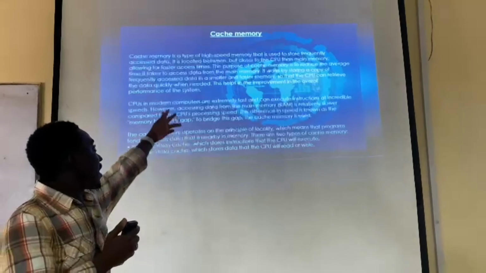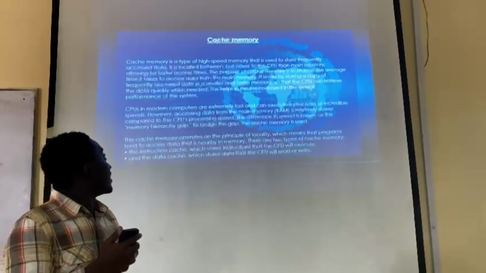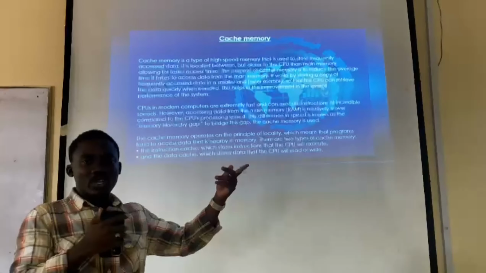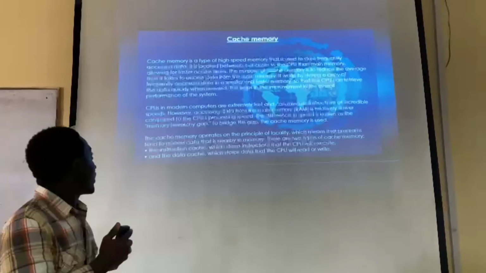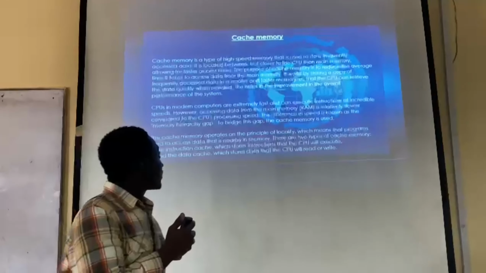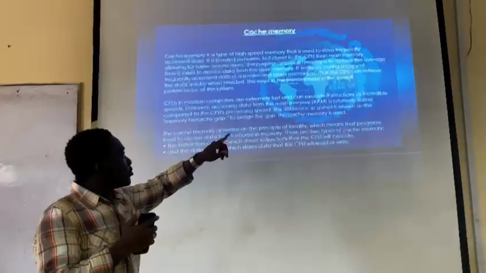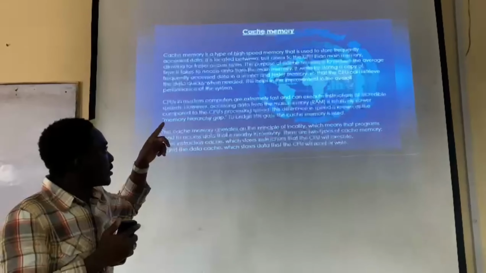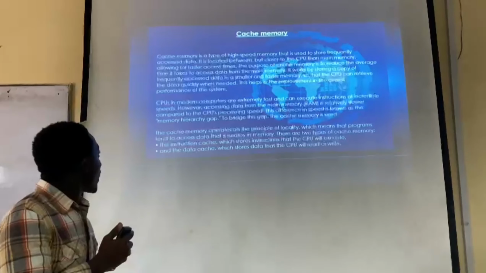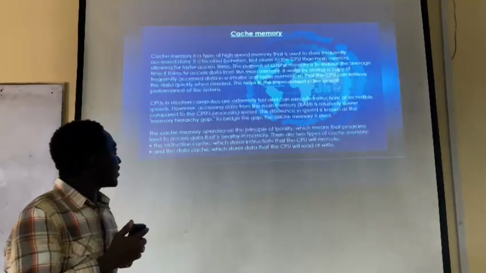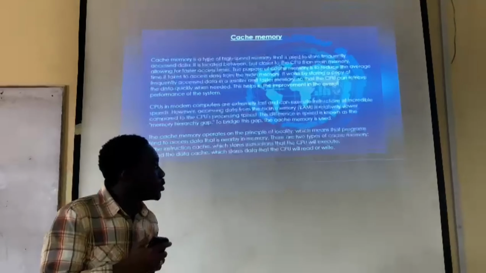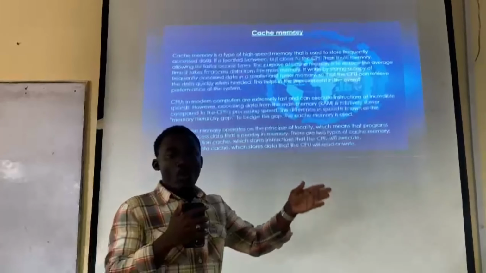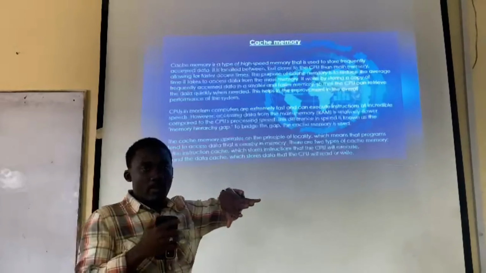You all may know cache memory is a high-speed memory that is used to store frequently accessed data. It is located between, but closer to, the CPU and the main memory, which allows fast access times. The main purpose of cache memory is to reduce the average time it takes to access data from the main memory. It works by storing a copy of frequently accessed data in a smaller and faster memory so that the CPU can retrieve the data quickly when needed. And this helps improve the overall performance of the whole system.